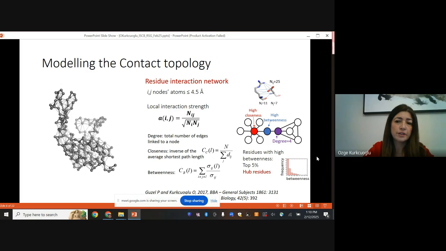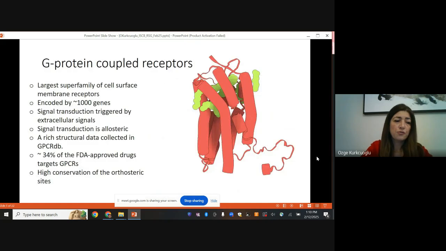So in our calculations, we just construct the distribution of the betweenness scores, take the top 5% values, and look at the nodes with these values and consider these as the hub residues. So that's the name that we give. And so far, we investigated many proteins with this model, such as the G protein coupled receptors, or briefly GPCRs.